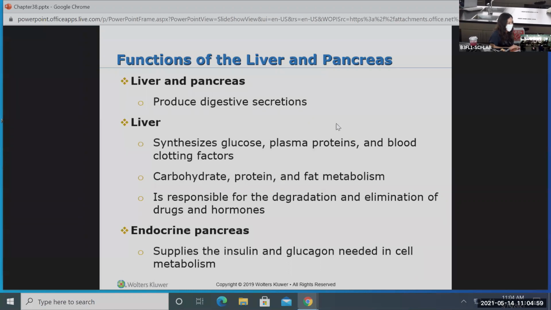Okay. Now, the liver: the metabolism of carbohydrates, protein, and fat. The liver is responsible for the degradation and elimination of drugs and hormones. Now the endocrine pancreas, over here: insulin and glucagon, needed in cell metabolism, alpha cell and beta cell.